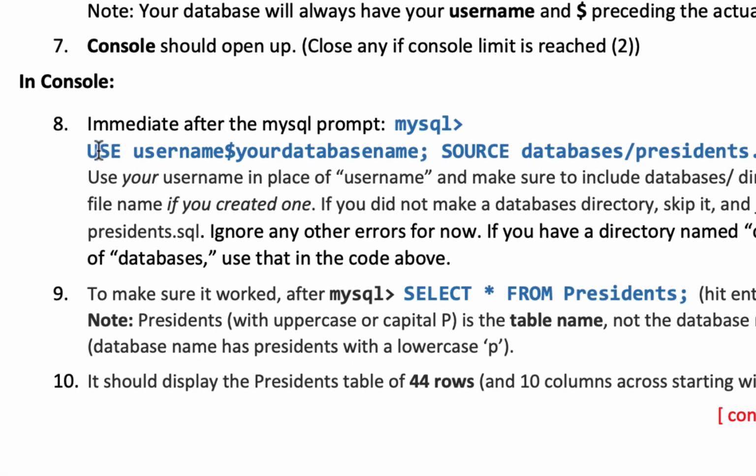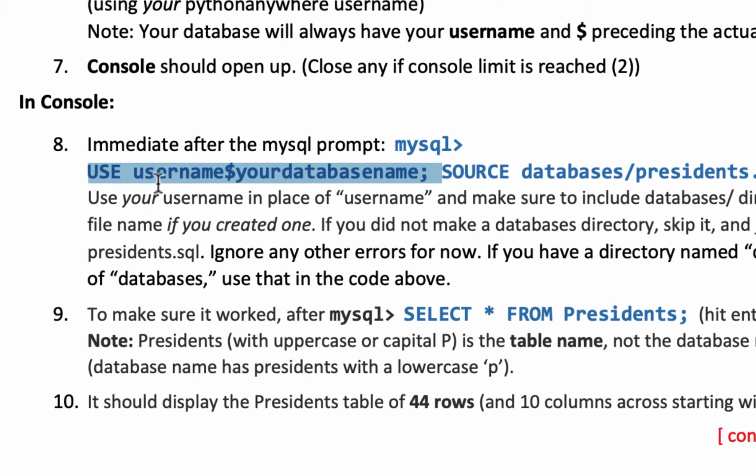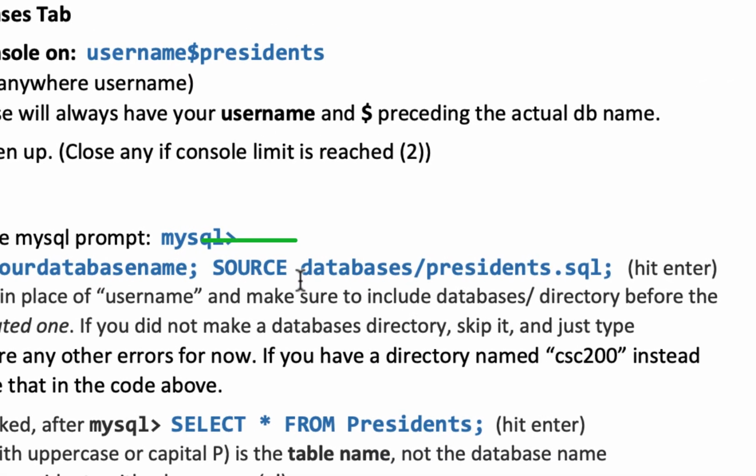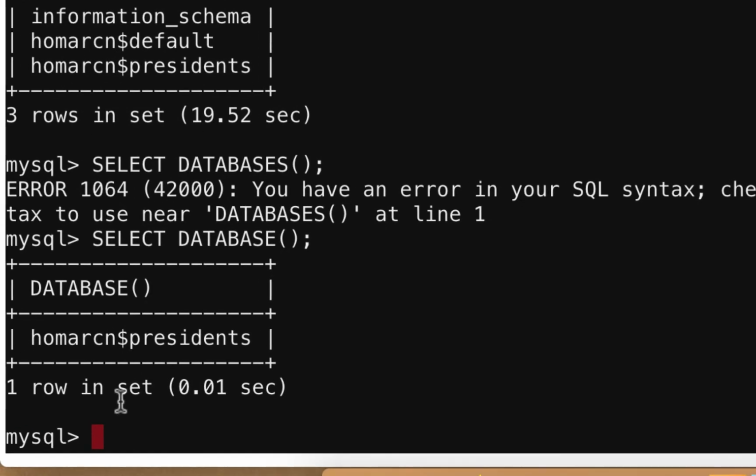Matter of fact, you don't even have to put use username database. You can actually start right with source because this is only to make sure that you're using the correct database. But I'm going to start right with this source, and it's going to be source space, and it's going to be your directory. Now, if you're not using databases, if you're using csc200 or something, use csc200/presidents.sql. So I'm going to go back here, and I'll just type that in.